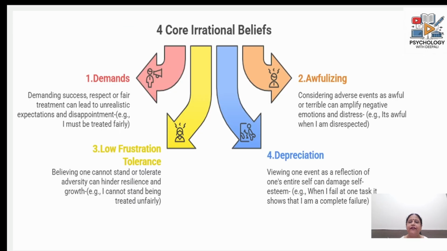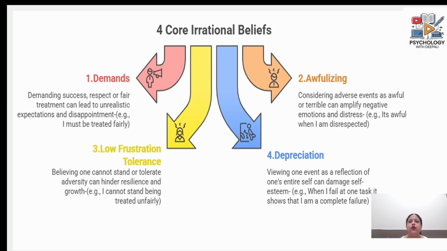So there are four core irrational beliefs, according to Albert Ellis, which most people have. First one is demands. The person always feels that he should always demand success or respect or fair treatment, and this can lead to unrealistic expectations and obviously disappointment because everybody is not going to match up to this particular belief system of this individual. So he may have a core irrational belief, as in, "I must be treated fairly by everyone." Now in the world that we live in, everybody may not experience fair treatment from others. So when the person experiences this, it is contrary to his expectation, and that leads to emotional distress.